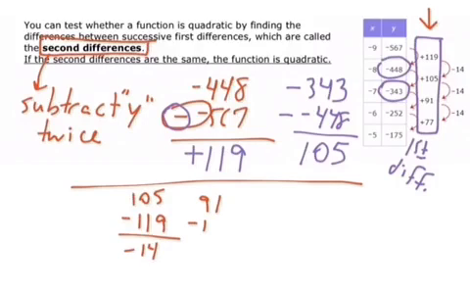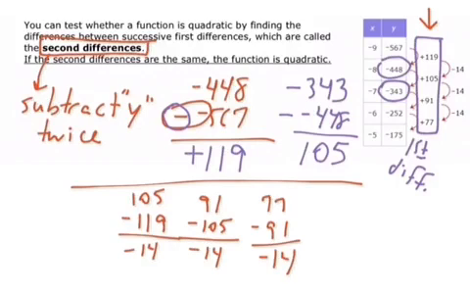91 minus 105, I get negative 14, and you should be checking the entire table just to make sure that it's correct. Since everything for second differences is the same, that's how you know that it would be a quadratic. So again, second differences mean to take and subtract twice.